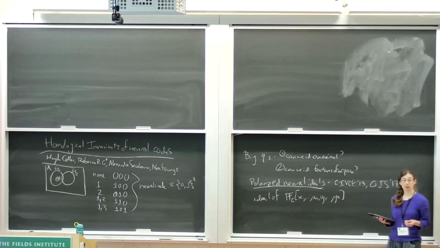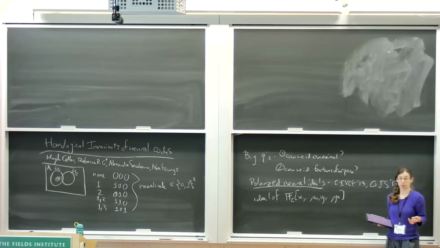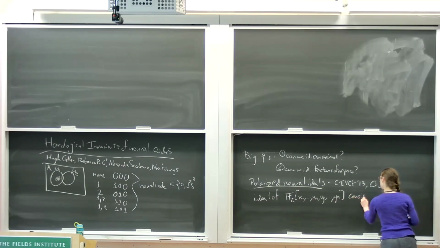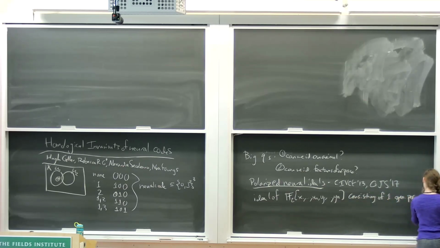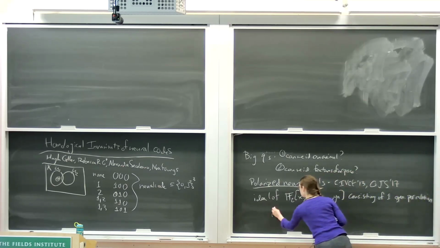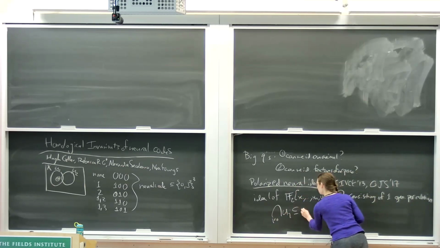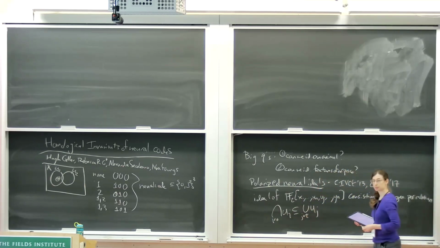So we've got two variables for each neuron, an x and a y. And our coefficients are just 0 or 1 because we really only care about binary. And it's consisting of one generator per relation of the type some intersection of u sub i is contained in some union of u j.